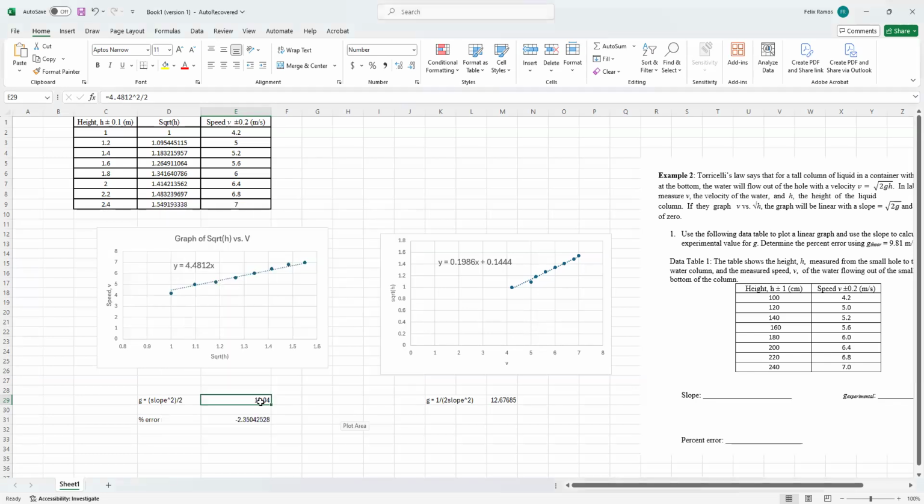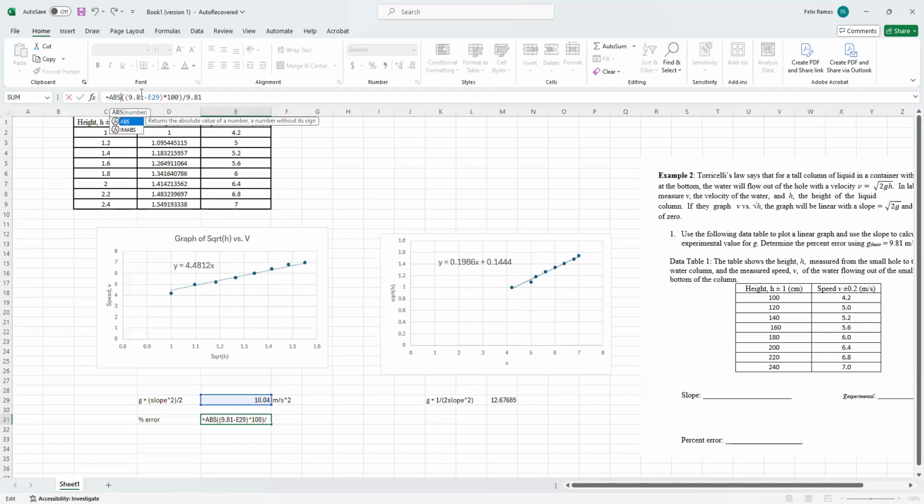So basically the experimental value of gravity that I found is 10.04 meters per second squared. And then this is going to be my error. If I want to get this value positive, I can just use the function absolute value.